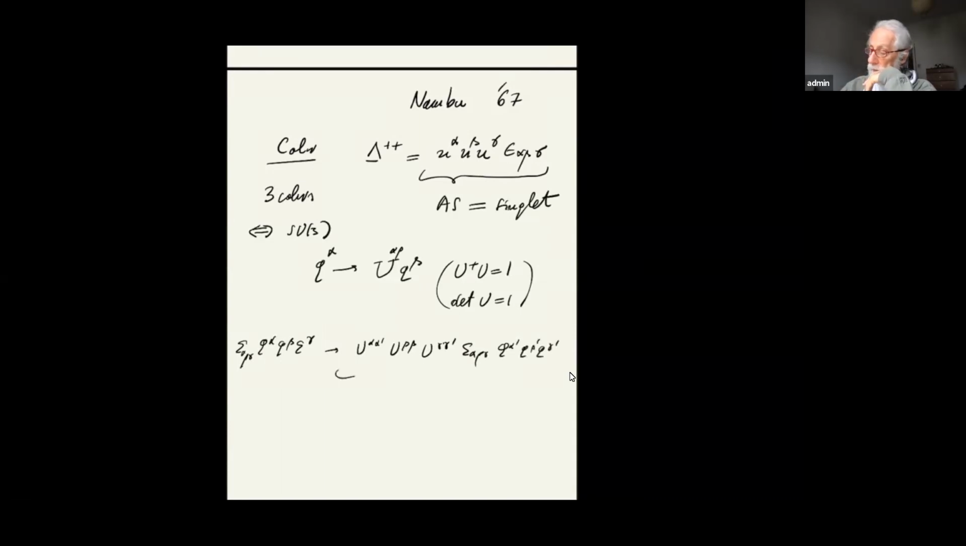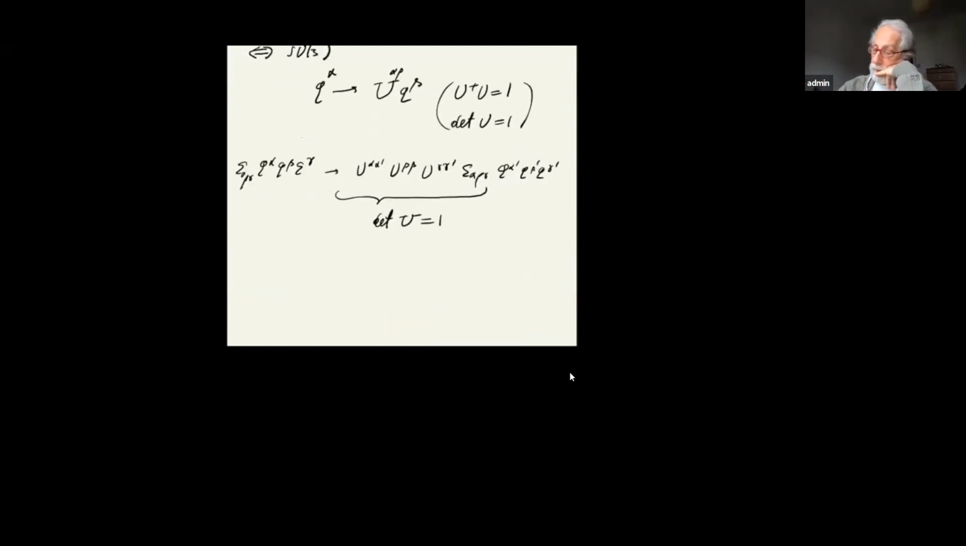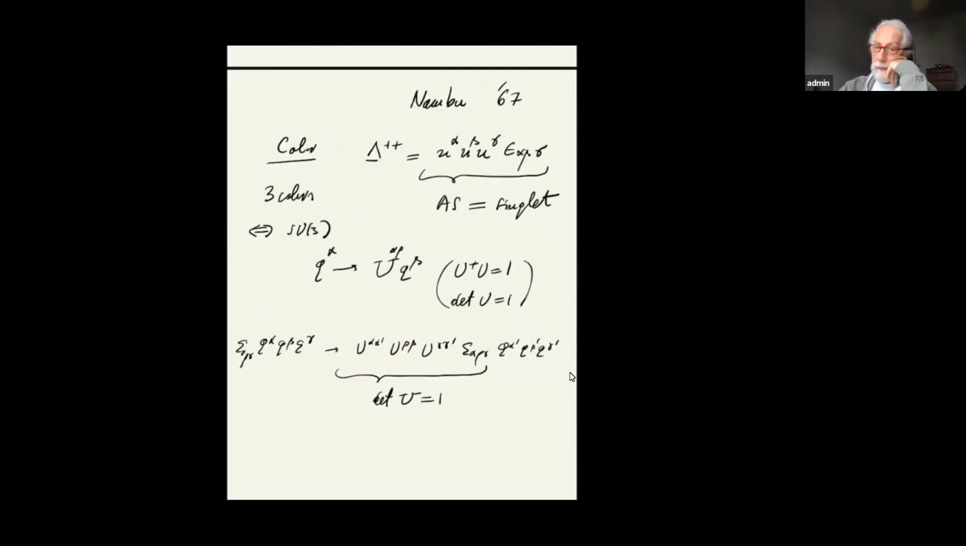Do you know what this is? It's a familiar object. It's a determinant, the determinant of U, that you can easily check. And that's what we assume. So this is invariant. So color, if there are three colors and corresponding gauge symmetry, it would work beautifully.